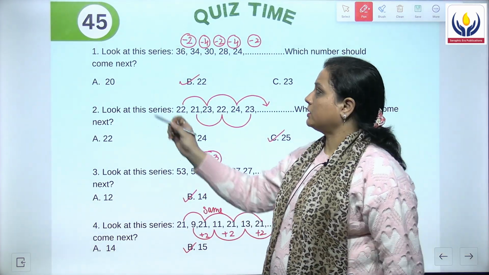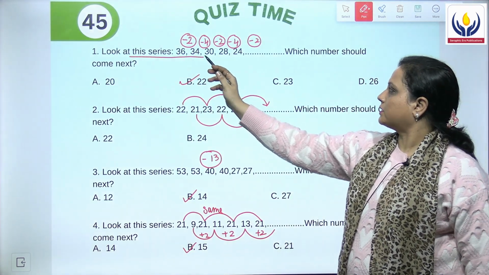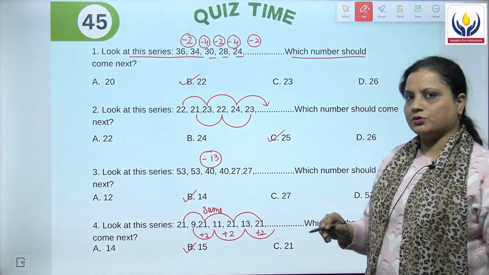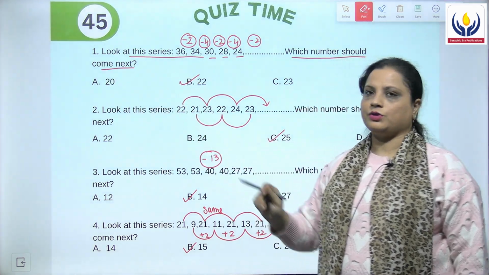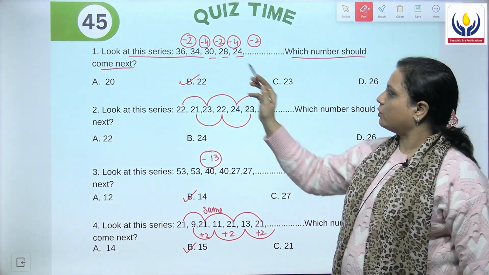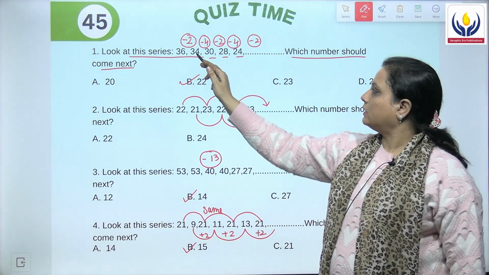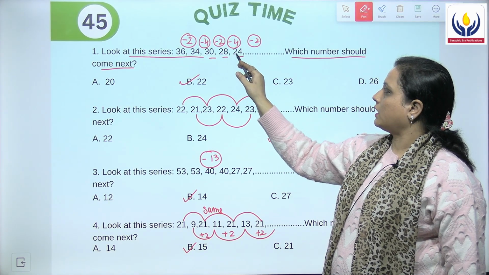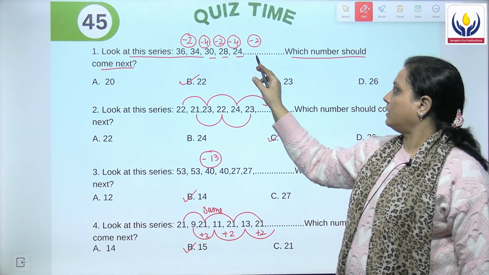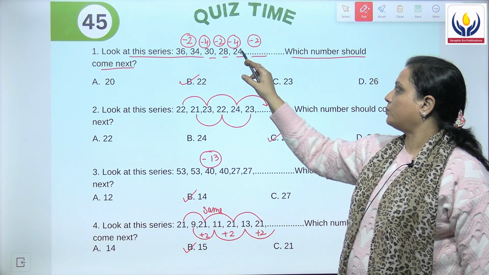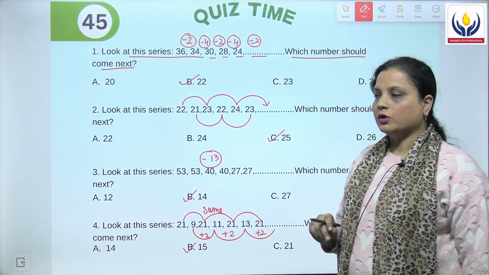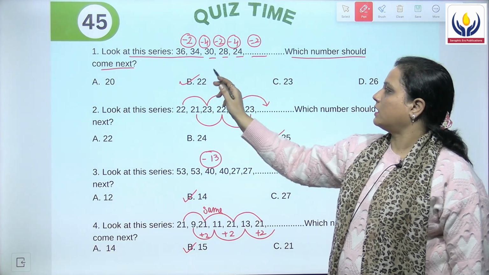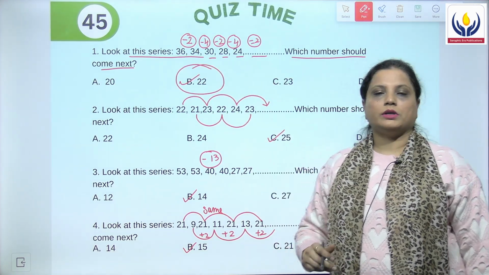The question is, look at the series 36, 34, 30, 28, 24 and dash. Which number should come next? If you look carefully at the question, you are seeing a difference of 2, then again a difference of 4, then again a difference of 2, again a difference of 4, and again for this number we have to subtract, that means a difference of 2. So 24 minus 2 is equal to 22, hence the answer is B, 22.